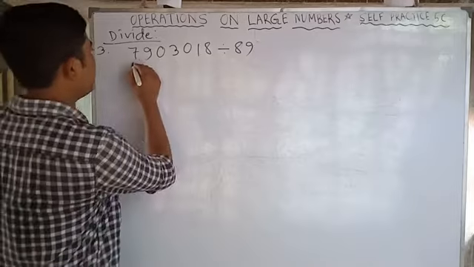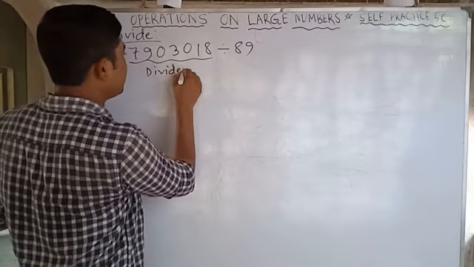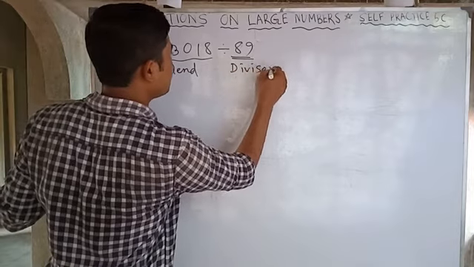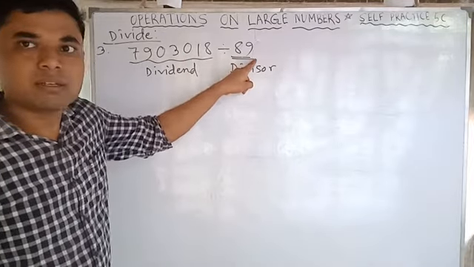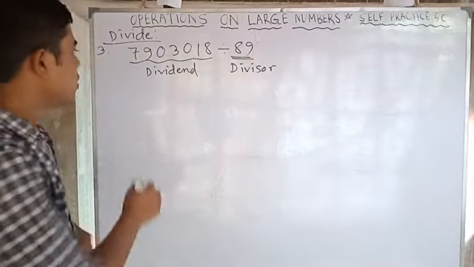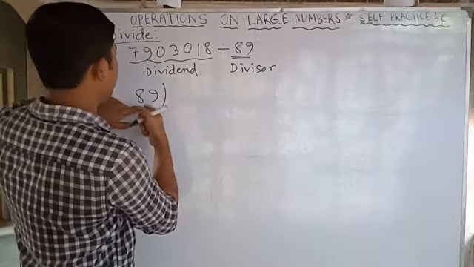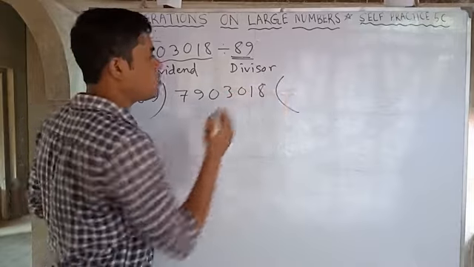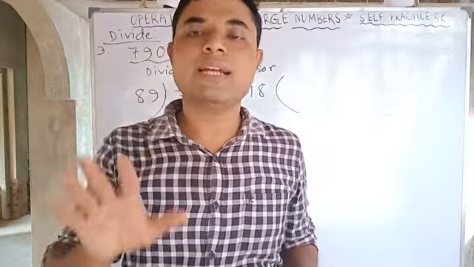Look, here it is given. So what is this number called? This number is called the dividend, and this number is called the divisor. That means you are dividing this number by 89. Is it clear? Okay, so how to write? You have to write in this way: the divisor here, and here 7903018. Okay, so my dear students, please learn the technique to divide large numbers.